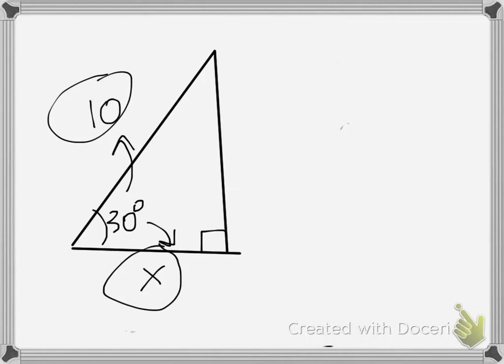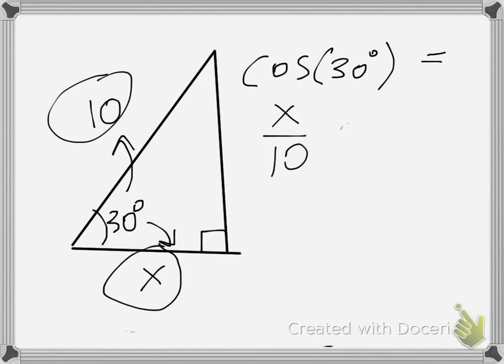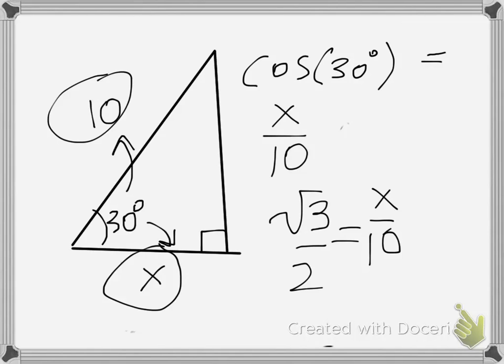So what trig ratio involves adjacent and hypotenuse? Well, that would be cosine. So cosine of 30 degrees equals x over 10. Because x is adjacent, 10 is hypotenuse, so cosine of 30 degrees equals adjacent over hypotenuse. What's the cosine of 30 degrees? Well, if you've seen my last video, you know that it's the square root of 3 over 2. That equals x over 10.